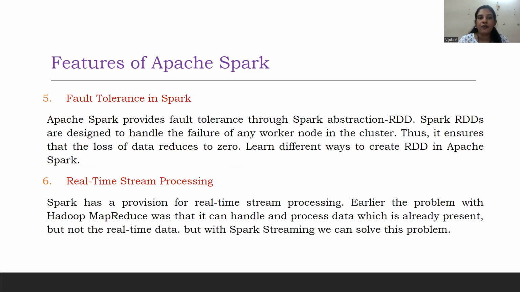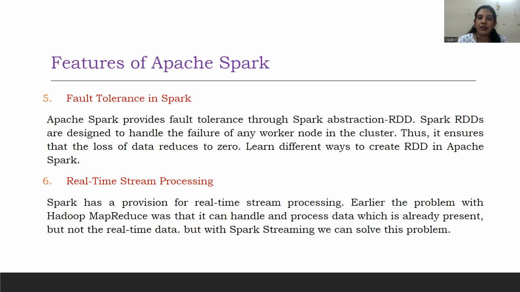The fifth one is fault tolerance in Spark. Apache Spark provides fault tolerance through the Spark abstraction RDD. Spark RDDs are designed to handle the failure of any worker node in the cluster. Thus, it ensures that the loss of data reduces to zero. It also helps to learn different ways to create RDD in Apache Spark.